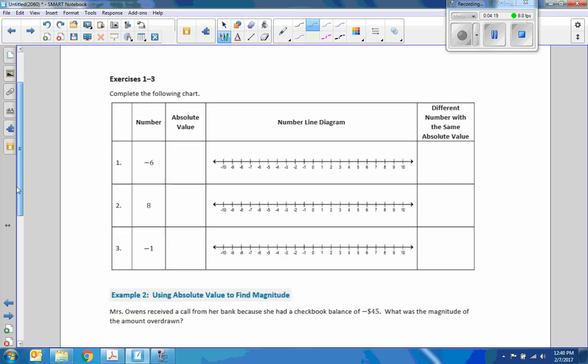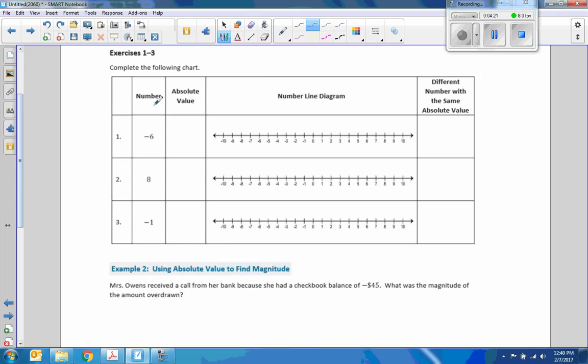Okay, exercise 1 through 3. Complete the following chart. You're given a number. They're asking for you to write it in absolute value form, graph the number on the number line diagram, and give a different number with the same absolute value. So try this, come back, and see how you do. Okay, so here we go. So what I want to do in the absolute value part is say the absolute value of negative 6 equals 6. The absolute value of 8 equals 8. The absolute value of negative 1 equals 1.